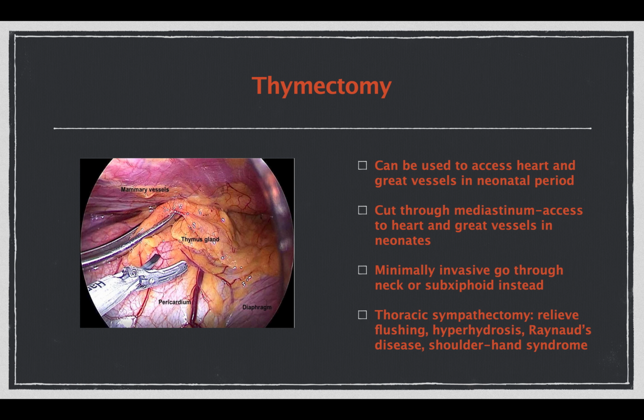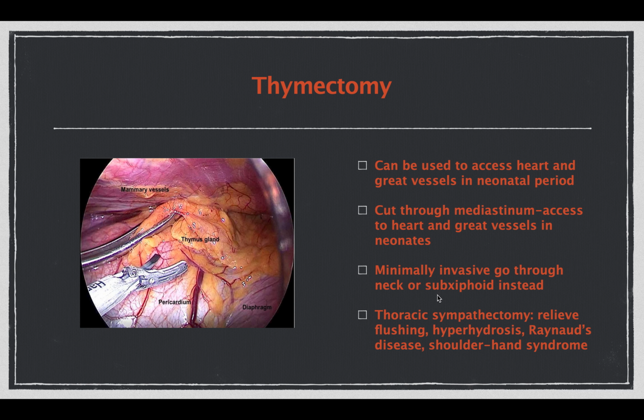Okay, here we go. Thymectomy. It's pretty well vascularized. So here's the pericardium, here's the diaphragm, there's the mammary vessels, and then behind the thymus, remember, there's going to be the carotid. So a thymectomy is also used to access the heart and great vessels in the neonatal period. So usually they cut through the mediastinum to access the heart and great vessels in neonates. So that's usually an open chest surgery. But in adults and teenagers, they go through a minimally invasive route, and they go through the neck or the subxiphoid instead.